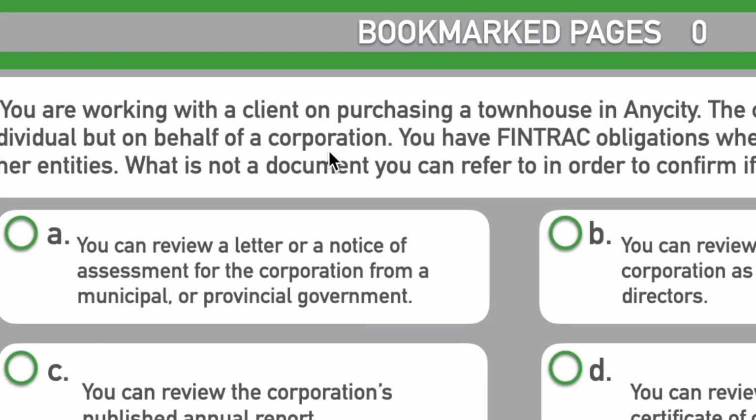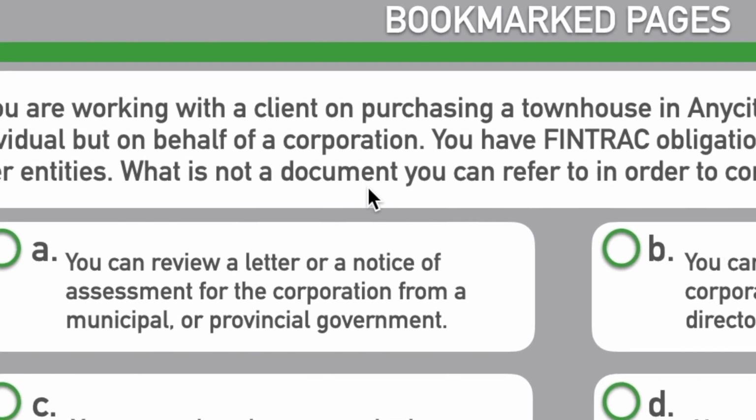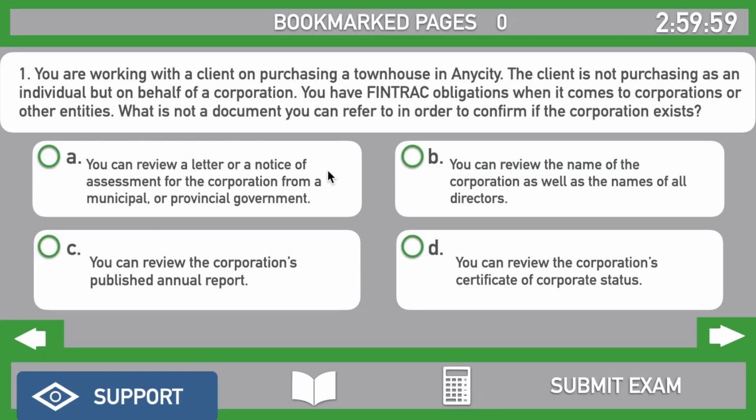Okay, so when reading this, I'd read the question very carefully and I'd be looking for a document, right? That is the key word in the question there. We're looking for a document to review. A letter or notice of assessment. Okay, yes. B, the name of the corporation as well as the names of all directors. So this I would leave the cursor hovered over for now and read C, the corporation's published annual report, okay, and D, the corporation's certificate of corporate status.